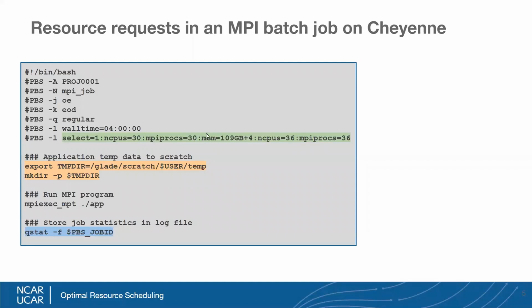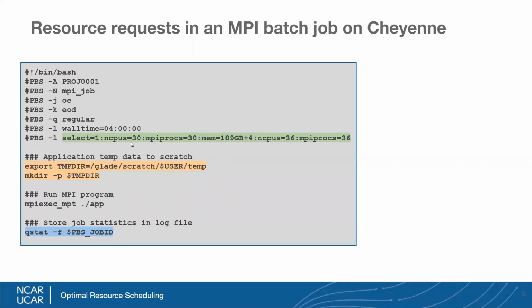And by doing that, instead of requesting 5 high memory nodes, my job will probably get through the queue more quickly. And it also is kind of being a good computing citizen, because then those high memory nodes are available for the users who really need them and the applications that really need them.